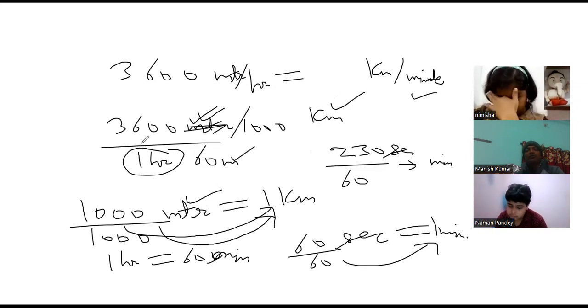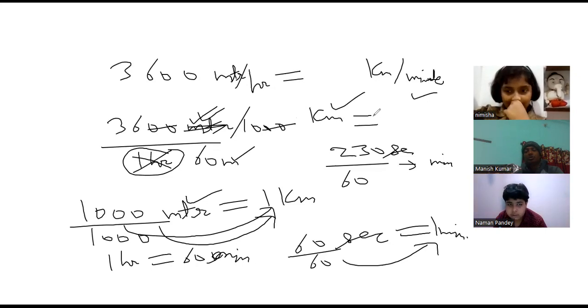Now we have to just simplify whatever is left. Here 2 zeros will cancel out. That is equal to 36 by 10. 36 by 10 means what can it be written as? 36 by 10 means 360? No, 36 by 10 means 36 divided by 10. What will be its value? So 36 divided by 10.